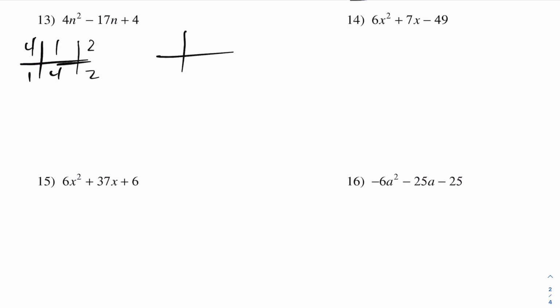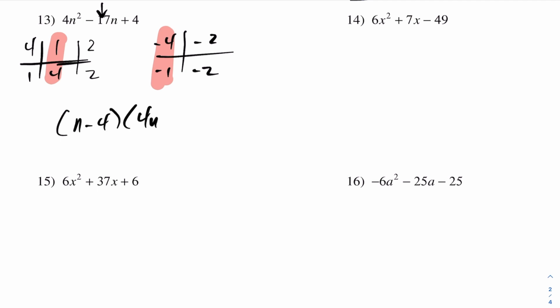Likewise with this one here, because of that minus 17, I'm going to tack on negative 4 and negative 1, and negative 2 and negative 2. And I'm looking for the product to come out to be a negative 17, and you'll see right away these two columns do it for me. I end up getting n minus 4 times 4n minus 1.